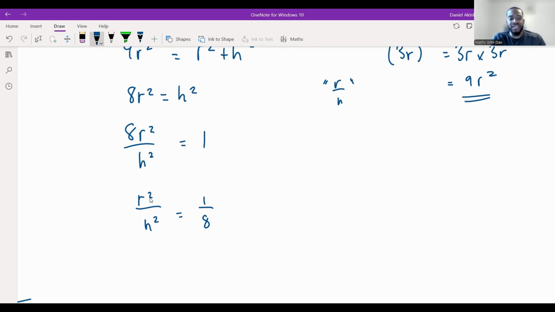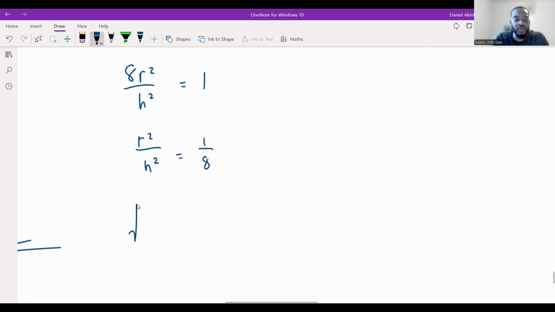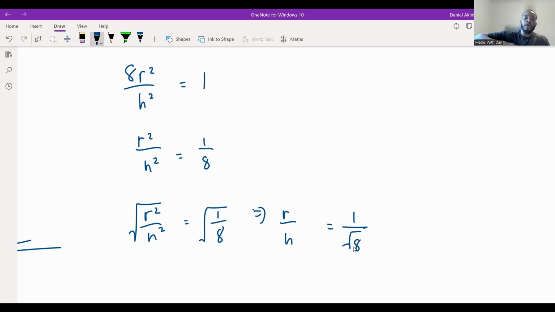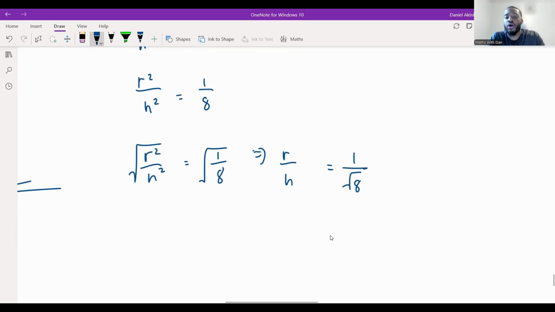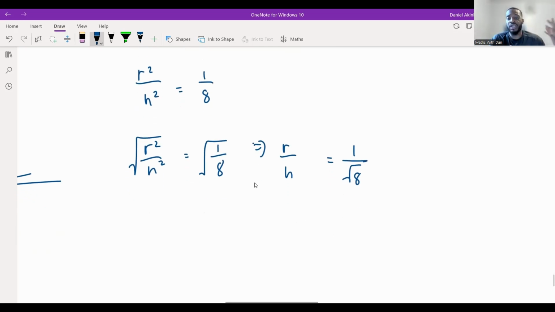Now, we have this here. We can just square root, right? So if I square root this here, r squared over h squared, this will be the square root of 1 over 8. And then from there, the left-hand side, that's just going to be r divided by h, right? And this is going to equal the square root of 1 is 1. The square root of 8 is root 8. Yeah? Whenever you square root a fraction, you just square root the top, square root the bottom. So therefore, r over h is actually 1 over root 8. And remember, because we're dealing with radius, radii, and heights, lengths, it's going to be positive. So the square root stuff is going to be positive. That just tells me that r to h is just equal to 1 to root 8. And that is the answer.